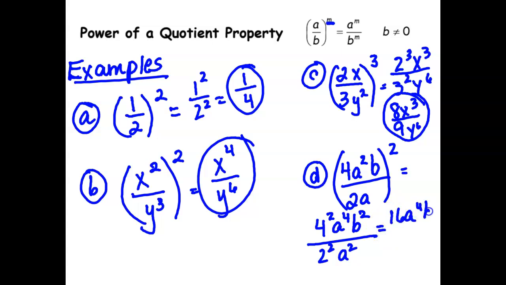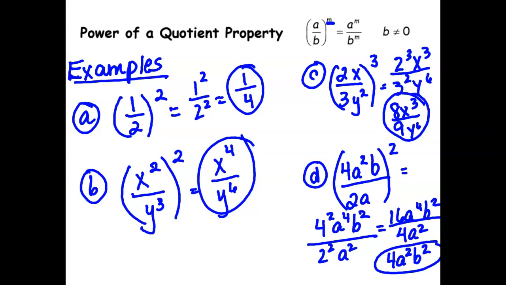a to the 4th b squared, and then we're going to divide by 4a squared. Our final answer would be 16 divided by 4 is 4. a to the 4th divided by a squared would be a to the 2nd, and then b to the 2nd. That would be our final answer.